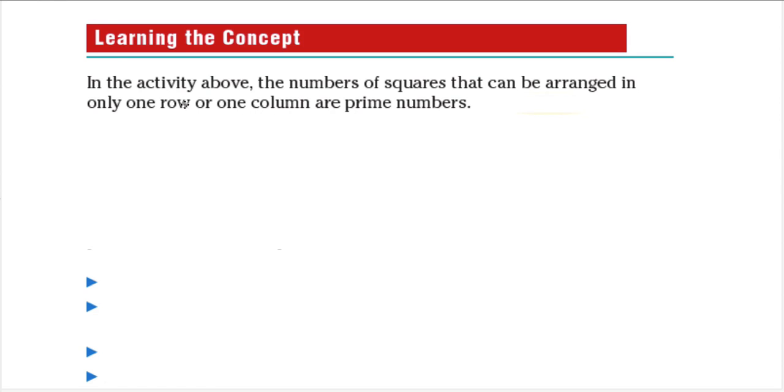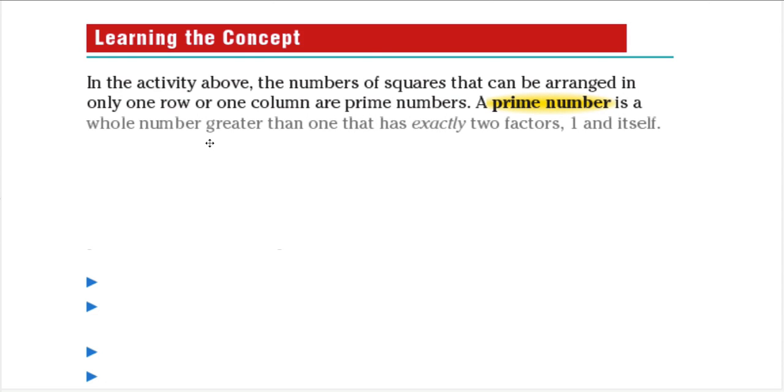So in the activity, the numbers of squares that can be arranged in only one row or one column are called prime numbers. Okay, definition of a prime number, write this down. You are going to carry this on all the way to high school. A prime number is a number greater than 1 that has exactly two factors, 1 and itself. Okay, so again, the reason why we do not include 1 is because a prime number should be greater than 1 and have exactly two factors, and 1 has only one factor.